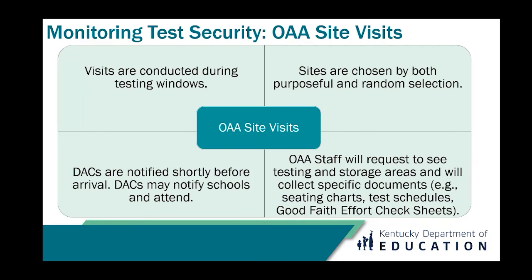The U.S. Department of Education requires that states demonstrate the technical soundness of their assessment system. Part of this process is site visit monitoring. Each year, staff from the Office of Assessment and Accountability visit schools during the testing windows. The visits are announced to the District Assessment Coordinator, or DAC, shortly before the team arrives at the school building. Sites are chosen by both purposeful and random selection.